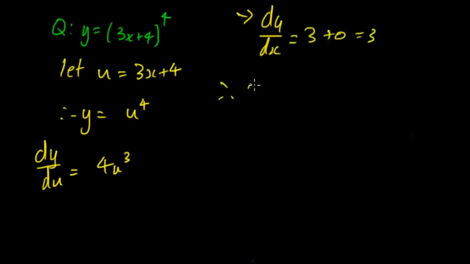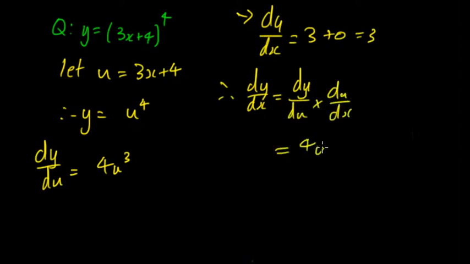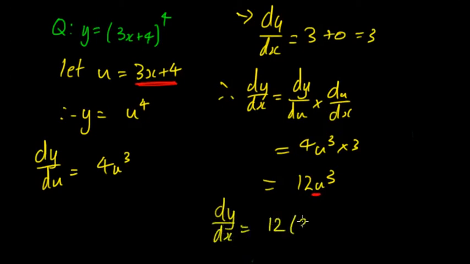Therefore, dy dx is equal to dy over du times du over dx, which is just equal to 4u to the 3 times 3. We get 12u to the 3. Sub in what u is, then we can get dy dx is equal to 12 times (3x plus 4) to the power of 3.